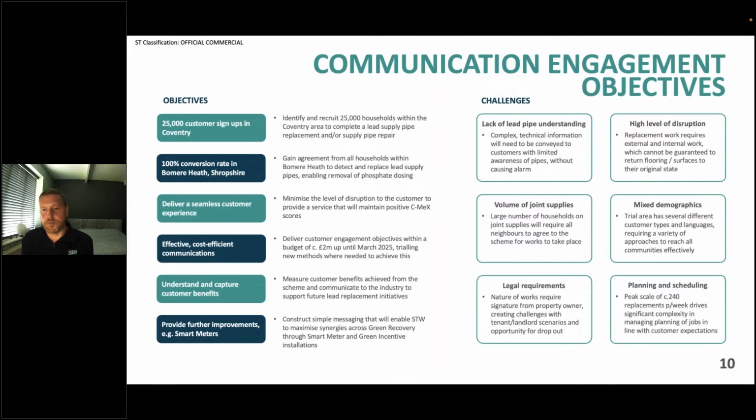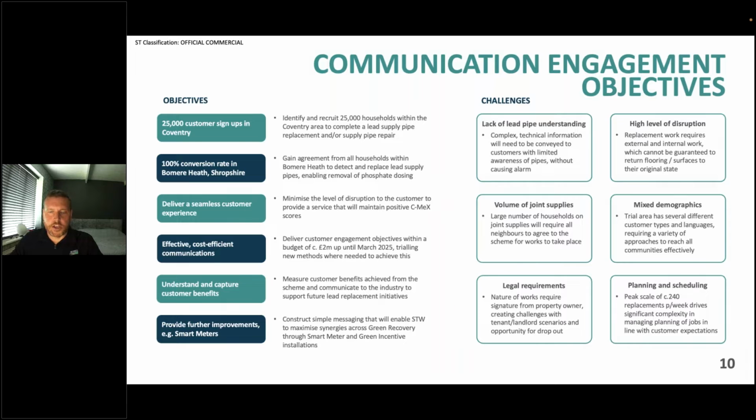Lead has obviously been proven to be not great for you, but we didn't want to say it's dangerous, we need to get rid of it straight away, because the Severn Trent area is much bigger than just the Coventry or Shropshire piece. So we didn't want other areas suddenly saying, why aren't you replacing our one?